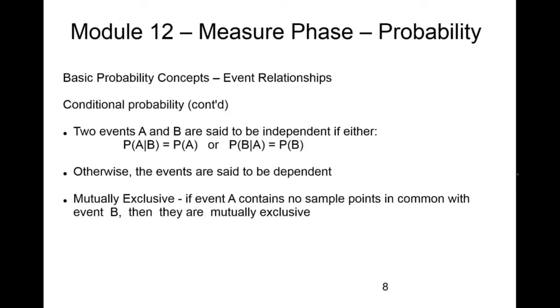And we're continuing there. The two events A and B are said to be independent if either P(A|B) equals P(A), or P(B|A) equals P(B). Otherwise, the events are said to be dependent. Mutually exclusive: if event A contains no sample points in common with event B, then they're mutually exclusive. It means you have all your A's here, you have all your B's here, and neither the twain shall meet.